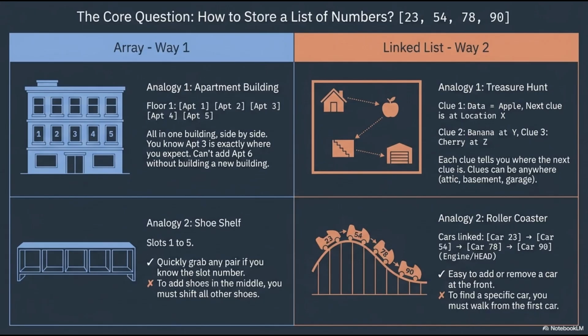Think about how we actually interact with these concepts in the real world. An array? Well, it's a lot like an apartment building or a shoe shelf. You know exactly where Unit 3 is, right? Because it's right next to Unit 2. You can just reach out and grab it. A linked list, however, is way more like a treasure hunt or maybe a roller coaster. You can't just skip to the end of a treasure hunt. You have to start at clue number 1, which tells you where clue number 2 is, and so on. Or think of a roller coaster. You've got to walk all the way from the very first car just to reach the fourth one.